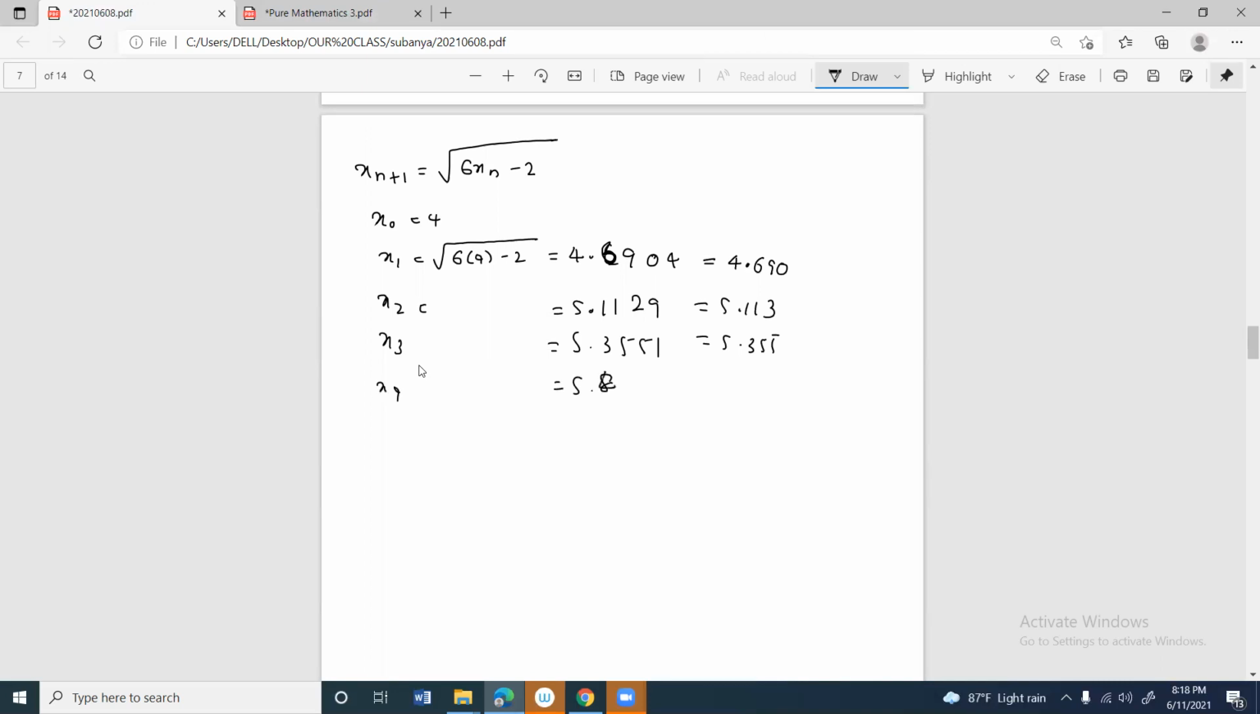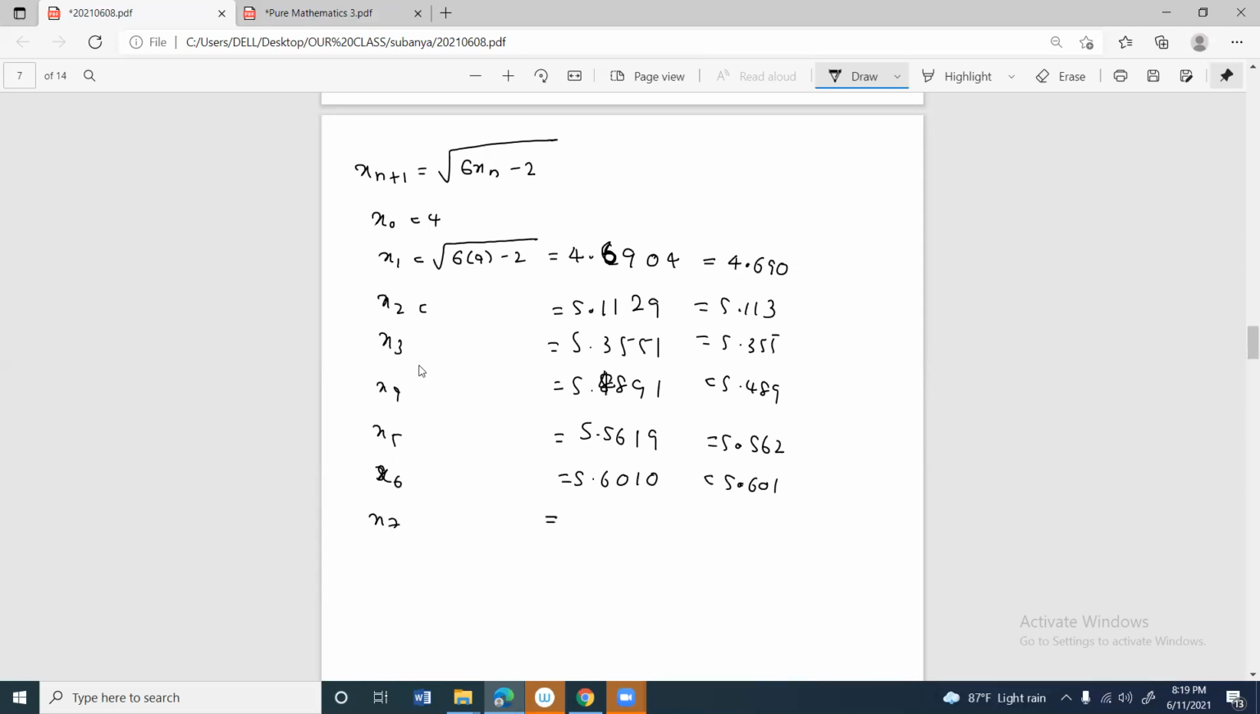The next answer, x_4, is 5.4891, that is 5.489. x_5 is 5.5619, that is 5.562. x_6 is 5.6010, that is 5.601. This is actually the point where it's put in.